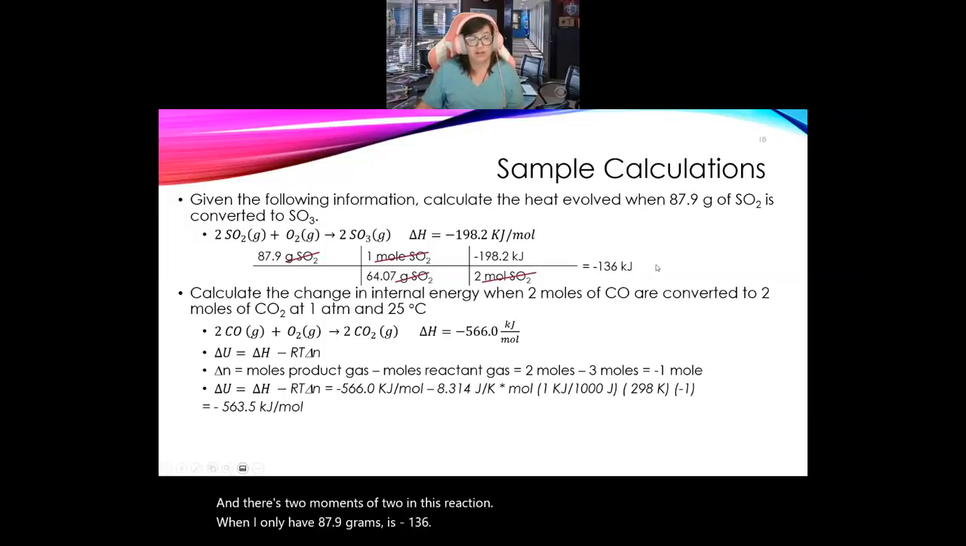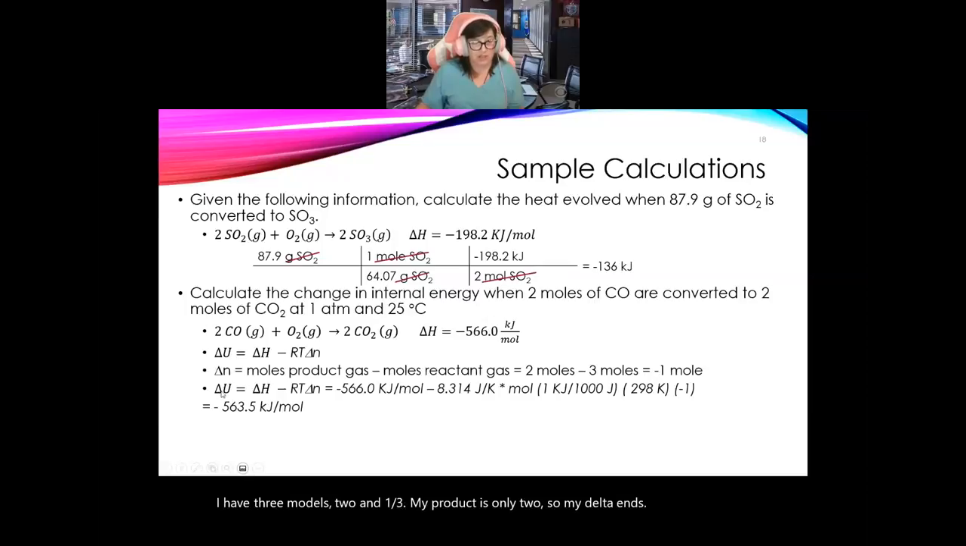Okay? Now we calculate the change in internal energy when 2 moles of CO are converted to 2 moles of CO2 at 1 atmosphere and 25 degrees C. We have 2 CO plus O2 goes to 2 CO2. The delta H for that is negative 566.0 kilojoules per mole. Delta U equals delta H minus RT delta N. Delta N is the moles of product gas minus the moles of reactant gas. On my reactant side, I have 3 moles, 2 and 1. My product is only 2, so my delta N is negative 1.